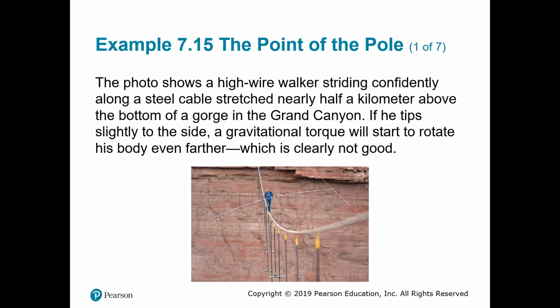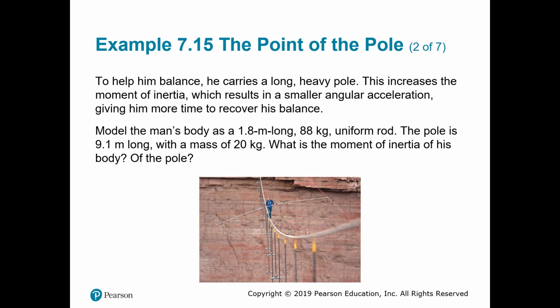This photo shows a high wire worker crossing two cliffs at the Grand Canyon. You can model the man's body as 1.8 meters long and 88 kilograms, with a uniform load. The pole is 9.1 meters long, and the mass of the pole is 20 kilograms. So what is the moment of inertia of his body and of his pole?